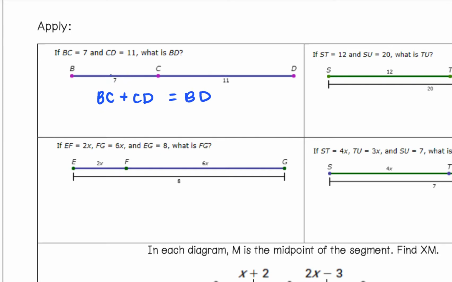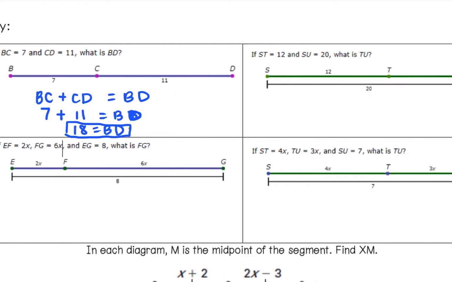Then we can plug in the values that we know. So BC is 7, CD is 11, so all of that will equal BD, and 7 plus 11 gets us 18. So the entire length, or the measure of segment BD, will be 18, and that is our final answer there.